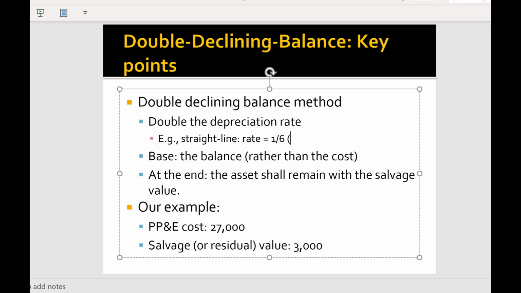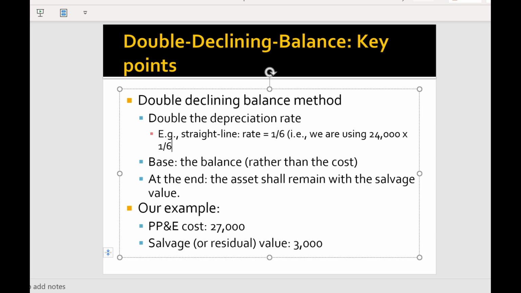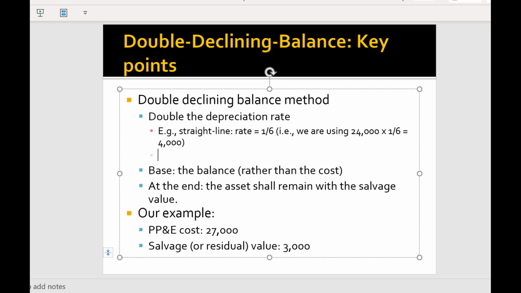Because we are using 24,000 multiplied by 1/6. That is just 24,000 divided by 6 equals 4,000 per year. But with double declining, I'm going to short form this as DDB, double declining balance. It will be 2/6. So we double the depreciation rate.